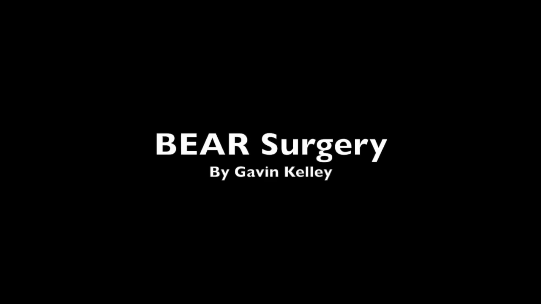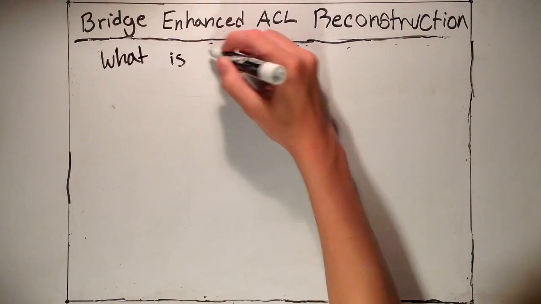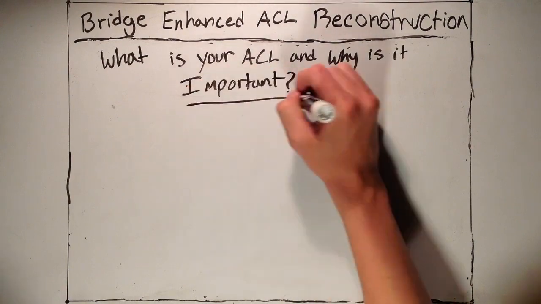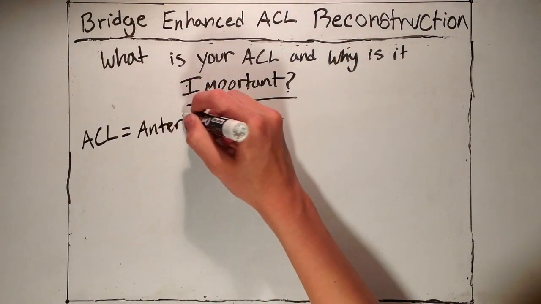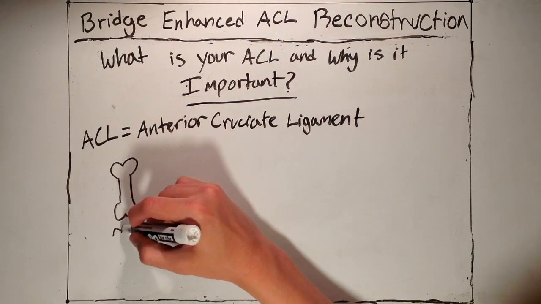Starting this project, I had many questions, but the first most obvious question I had was, what is your ACL and why is it important? ACL stands for anterior cruciate ligament. In your knee, you have 6 different ligaments. All of them are tasked with supporting the knee.